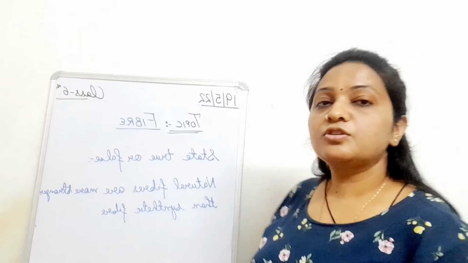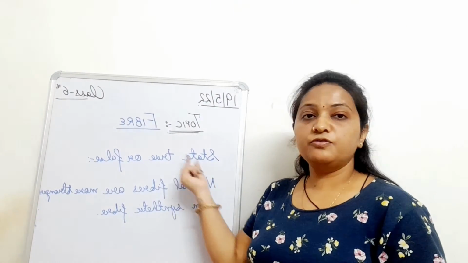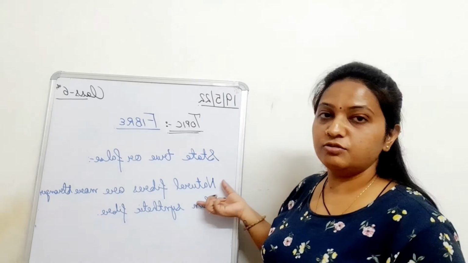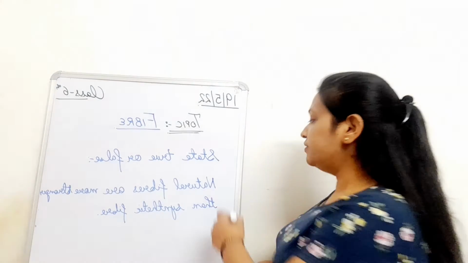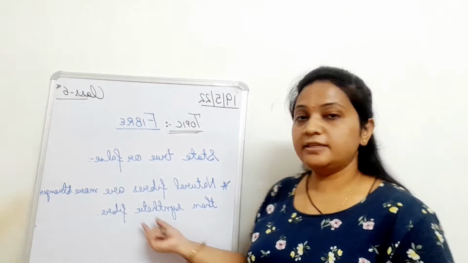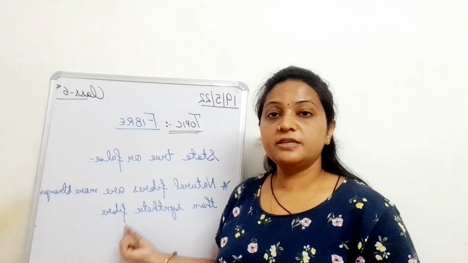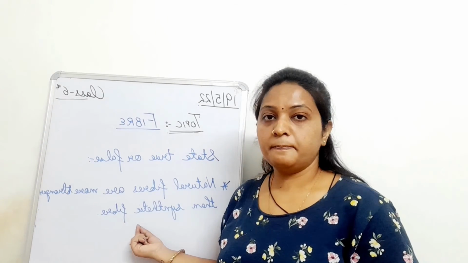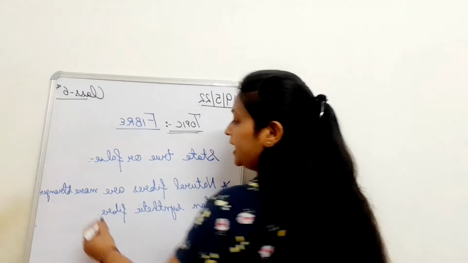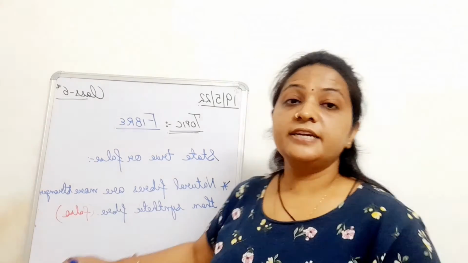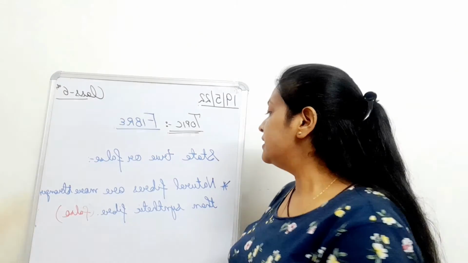So I am going to ask you some questions. One true or false statement is in front of you. You have to just state whether the given statement is true or false. The statement is: natural fibers are stronger than synthetic fiber. Is it true or false? Yes, this is false, as synthetic fibers are much stronger than natural fibers.